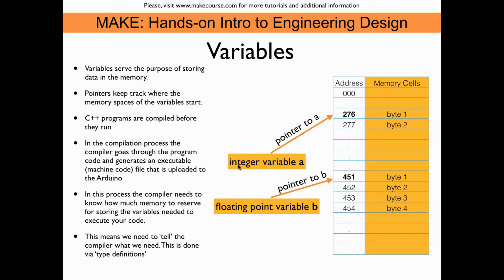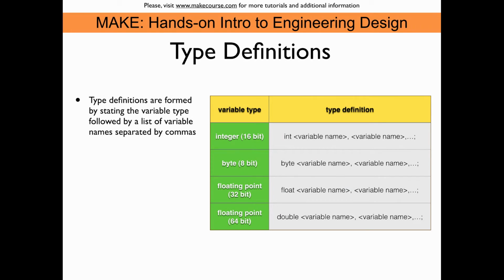And so we tell it, okay, we want an integer variable a, and so the compiler creates a pointer to a memory address and then blocks the 2 bytes that are coming after this address in the memory for that variable. If you define a floating point variable of standard precision, then you would need 4 bytes. And so the type definition in the program would say, okay, we need a floating point variable of name B, and we need 4 bytes for that. And so the compiler would essentially generate a pointer to a memory address and then reserve the 4 bytes that come after this address. The syntax of these type definitions is simple.